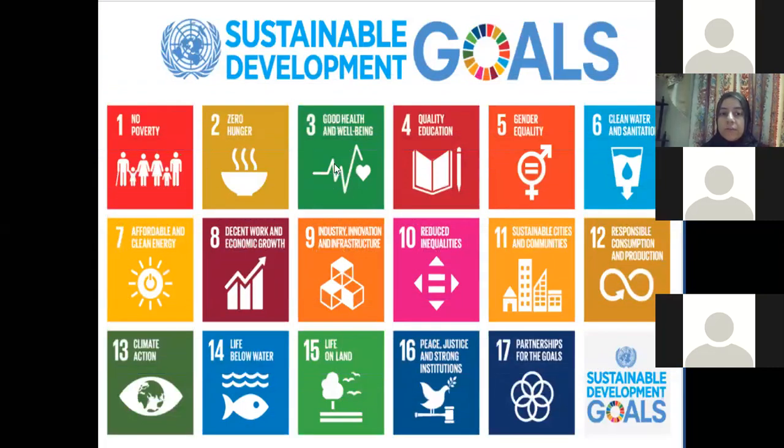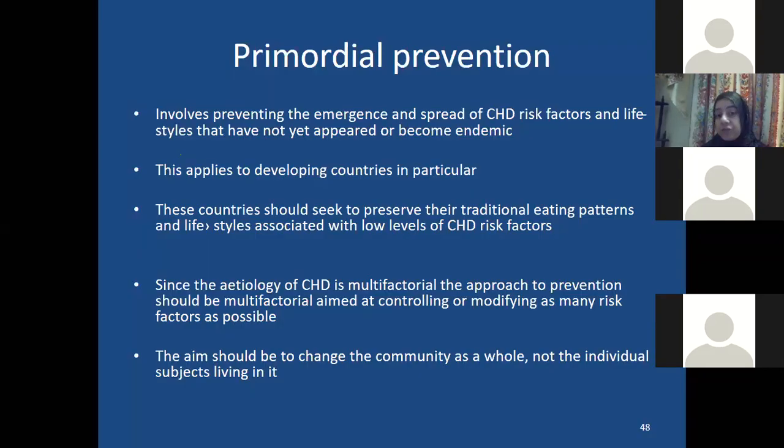So you have good health and well-being. You have decent work and economic growth, for example. Then you have reduced inequalities. These have spelled out objectives for reduction strategies for hypertension and CHDs. So primordial prevention involves preventing the emergence and spread of CHD risk factors, just risk factors that should not be there.